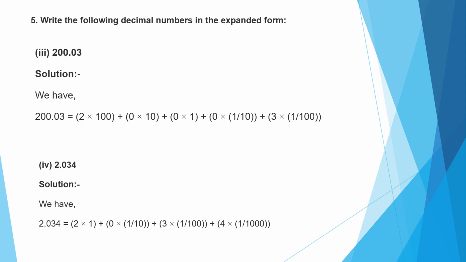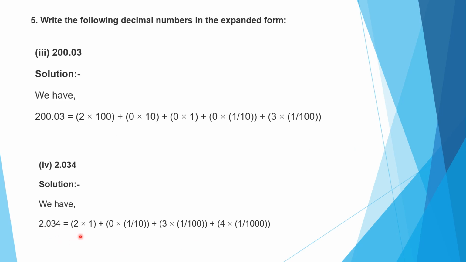Next sum is like this. Write the following decimal numbers in the expanded form. 200.03. So 2 into 100, in the 100's place 2 is there. In the 10's place nothing is there, 0 into 10. Plus in the units place nothing is there, that is 0 into 1. Plus 0 into 1 by 10, this is the tenths place. Plus 3 into 1 by 100, this is in the hundredths place. Easy, no?